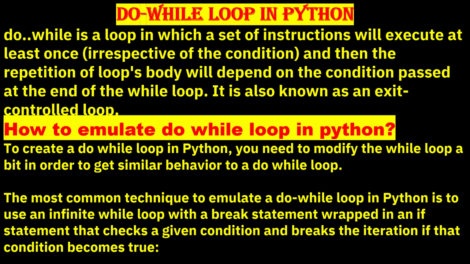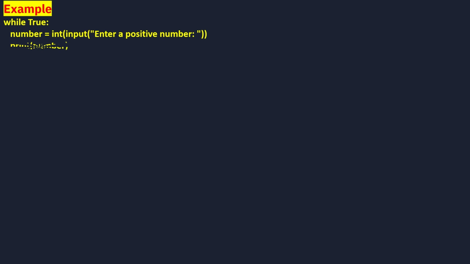The most common technique to emulate a do-while loop in Python is to use an infinite while loop with a break statement wrapped in an if statement that checks a given condition and breaks the iteration if that condition becomes true. Example: while True: number = int(input('Enter a positive number: ')); print(number); if not number: break.